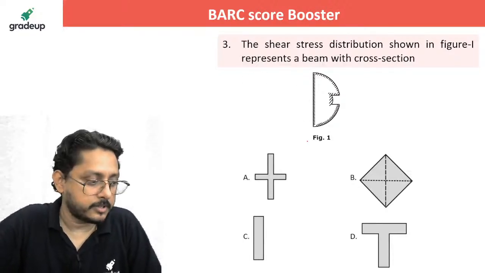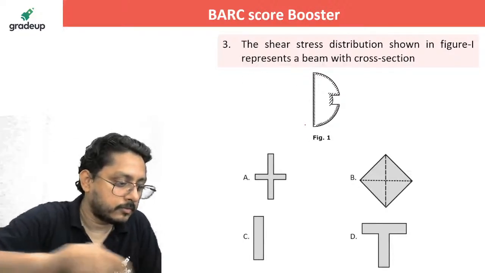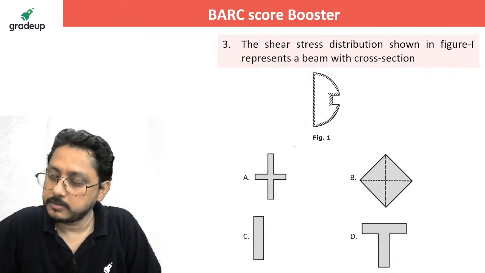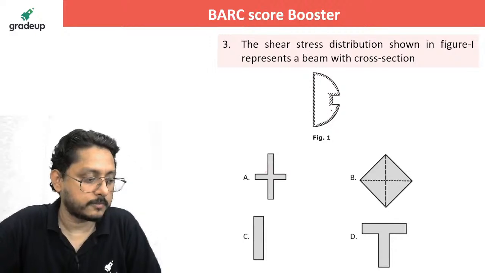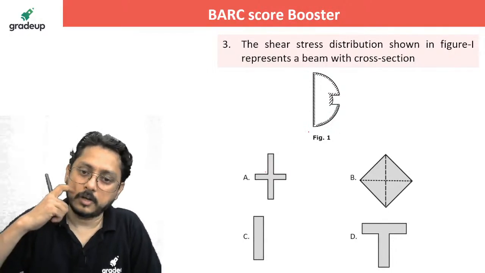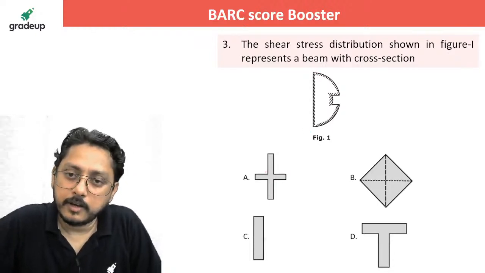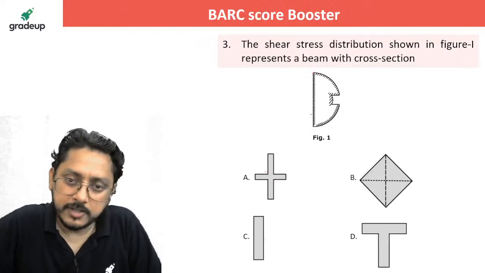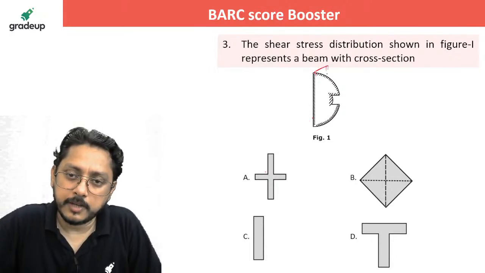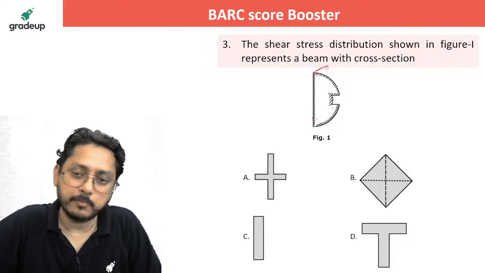Which one represents this type of shear stress distribution? Which of the cross sections represents this type of shear stress distribution? Yes, that's correct. See, across the depth direction, the shear stress actually varies parabolically, right?